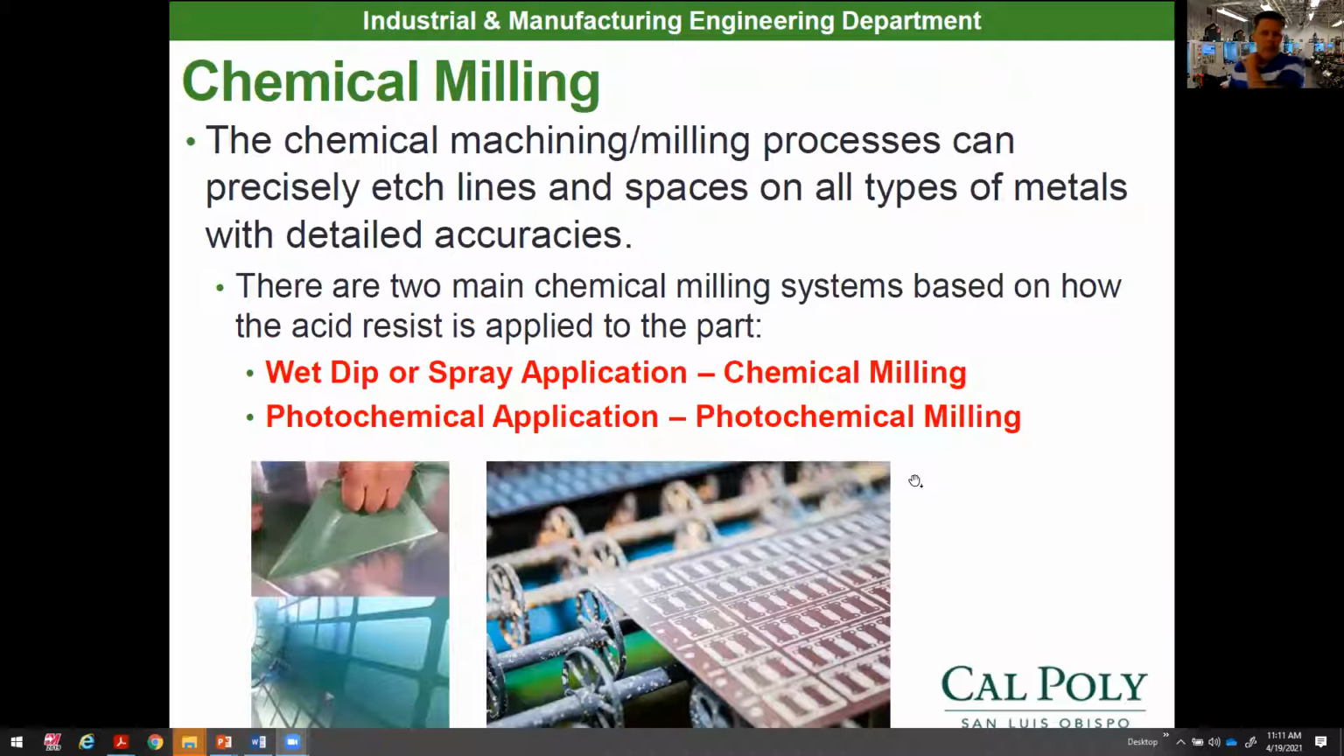Now the way it works is the chemicals only mill where there's metal exposed. So what you actually have to do before you start applying the chemical or the acid to the part is apply what we call acid resist. This acid resist is either sprayed on or wet dipped. That's one way, that's chemical milling. Or it can be put on through a photo tool, a lot like a photocopier. That would be called the photochemical application. Photochemical milling is a lot more accurate than the wet dip or chemical milling version of it. We're going to talk about both here.